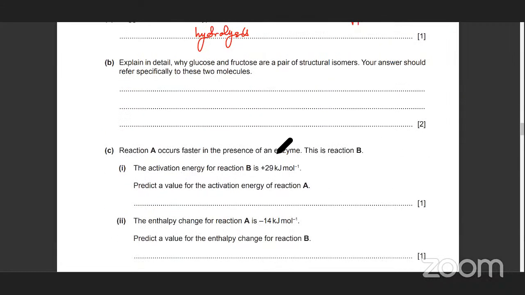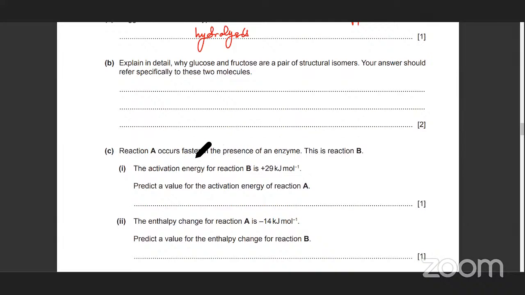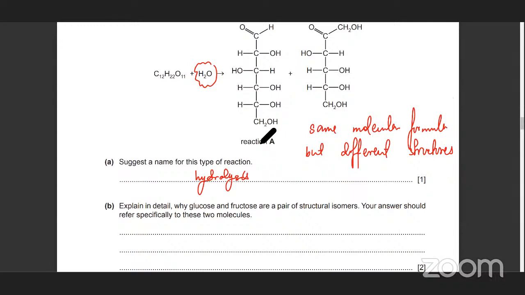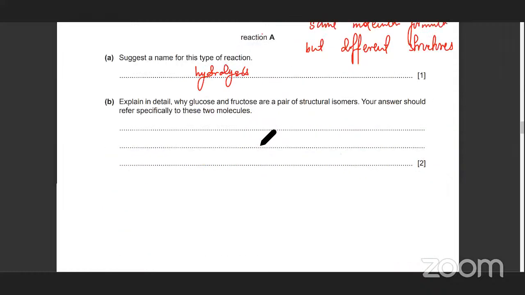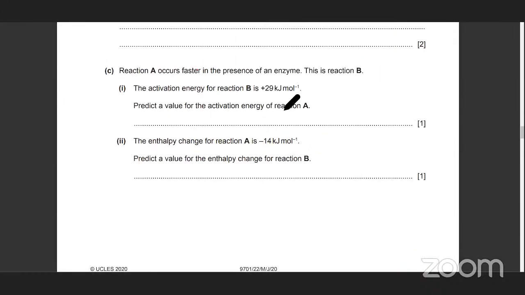A reaction A occurs faster in the presence of an enzyme. This is reaction B. किस reaction की बात कर रहे हैं? The same reaction. I mean, there's only one reaction. तो वो कह रहे हैं there's another reaction which is B, and that happens faster in the presence of an enzyme. तो predict a value for the activation energy of reaction A. तो B की ये है, तो A की जो वैल्यू होगी that would be greater than B. मतलब उसको let's say predict करना है ना, तो कोई भी predict कर लेते हैं as long as it's greater, क्योंकि reaction A would be slower. Reaction A was the one जो ऊपर given था, that was without enzyme.